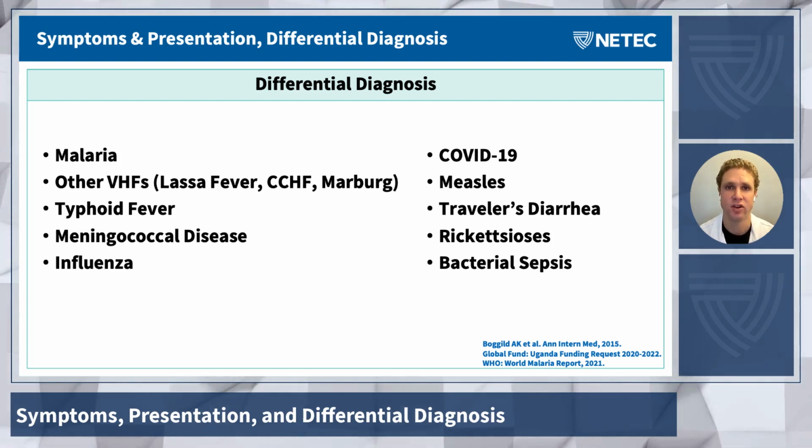And interestingly, in the United States, the high-risk patients under investigation that we have reported on have in fact been infected with malaria. So malaria is a very important consideration that we need to think about, especially in this part of the region, and we will talk about that more in detail in a moment. Of course, we have to think about other viral hemorrhagic fevers, influenza, COVID-19, and bacterial sepsis, which we again discuss.